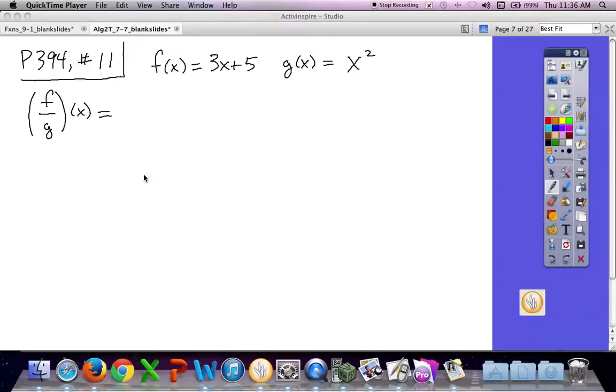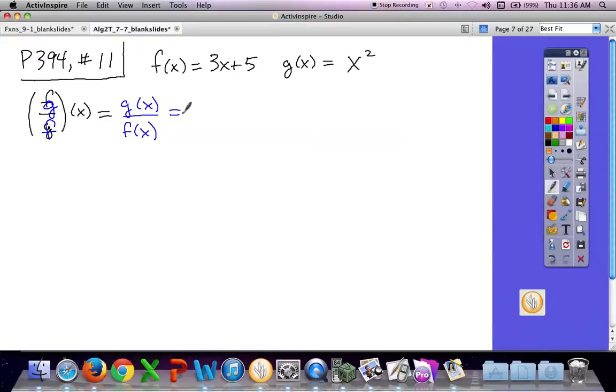Okay, number 11. We already did this problem, I think on number 5, where we did f of x over g of x. So let's make this a little more interesting, just so we can see how this works. What if this was g of x over f of x? Meaning, what if this is g of x divided by f of x? The easy part is substitute for g of x, substitute for f of x.